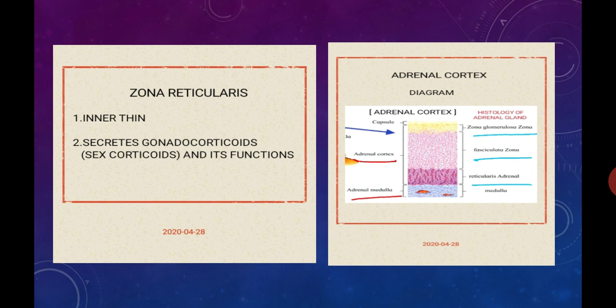We will see the points once again of zona reticularis. It is the inner region. It is thin in nature. It secretes a hormone known as gonadocorticoids or sex corticoids. In a male, they have a role in the development and maintenance of external sex characters. In male, excess of this hormone causes gynecomastia, and gynecomastia means enlargement of the breast.